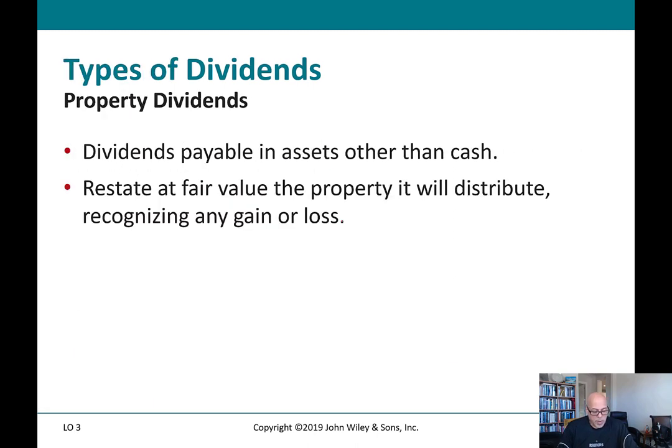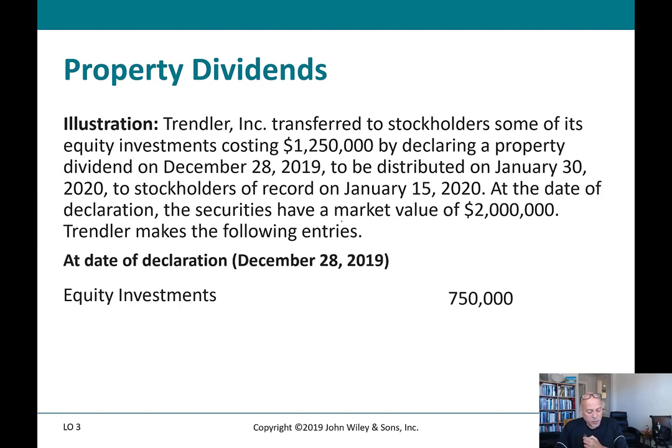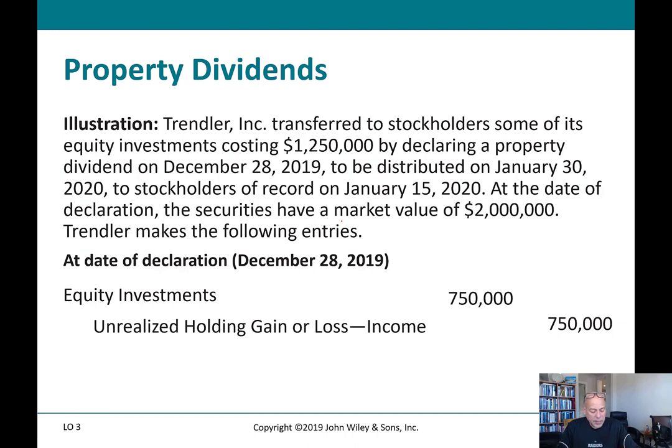We could pay a property dividend. And the property dividend has two steps. Before you distribute that property, you have to calculate the gain or loss on that property. Then you distribute it at its fair market value. So in this example, the property being distributed was carried on the books at a book value of 1.5, market value is 2. So we have to first book the gain on that investment.